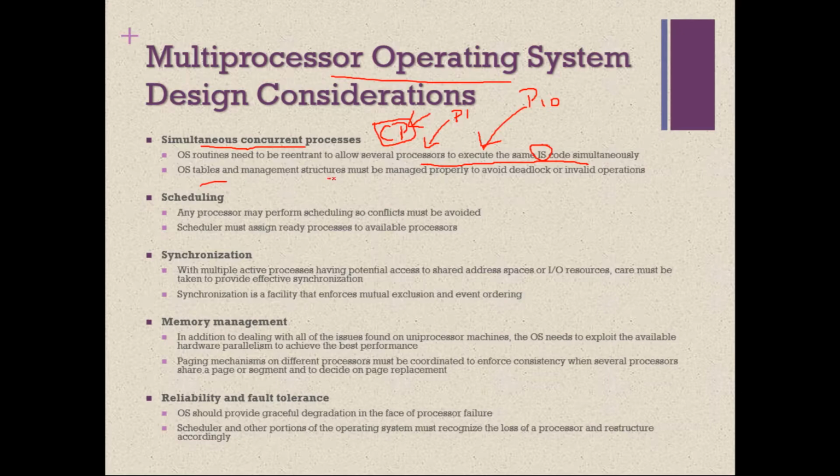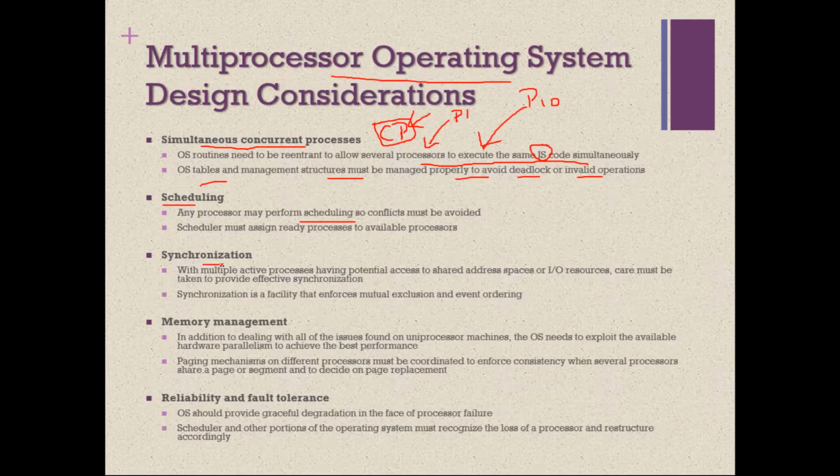And OS tables and management structures must be managed properly to avoid deadlock or invalid operations. With one processor itself, we have discussed so many cases of how deadlock will occur. Now, if there are so many processors and each of these processors is running multiple processes, then the complications will increase with respect to deadlock or other invalid operations, and the operating system should be able to manage all those things. And scheduling: all the processors should be able to perform scheduling without creating any conflict.